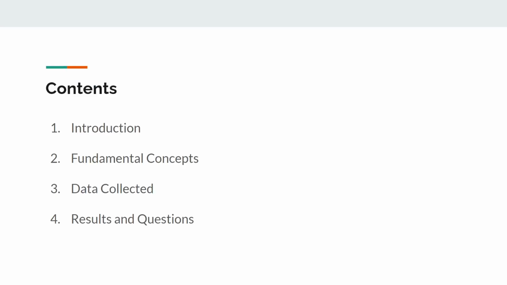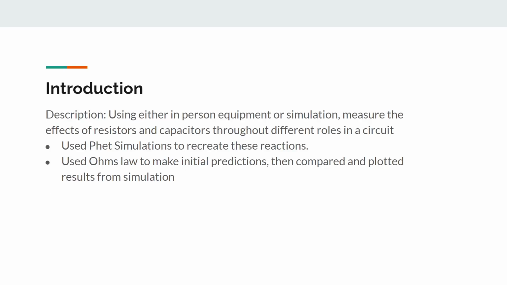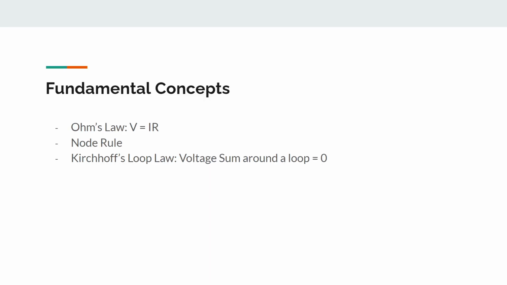So the contents: we have the introduction, fundamental concepts, the data collected, and the results and the questions that we have to answer. For the introduction, the main description of the experiment, using either in-person equipment or a simulation, which I used, is to measure the effects of resistors and capacitors in different roles in a circuit. I used the PhET simulations to recreate these reactions, and I also used Ohm's law to make initial predictions, then compared and plotted results from the simulation.